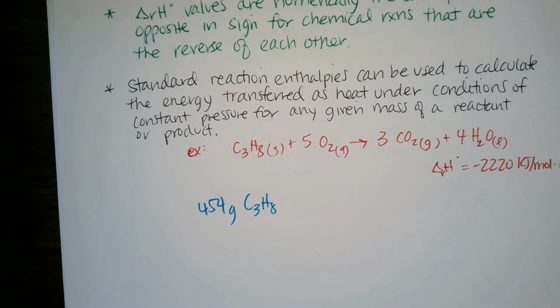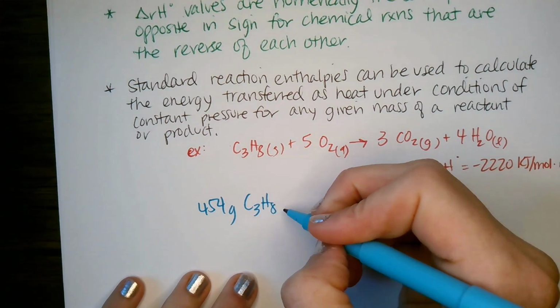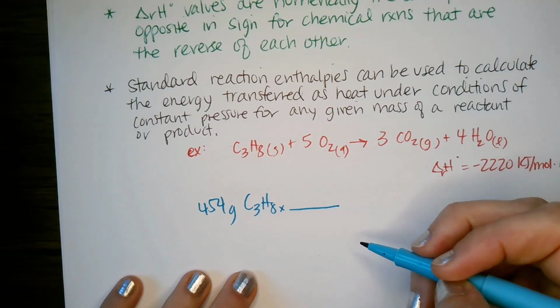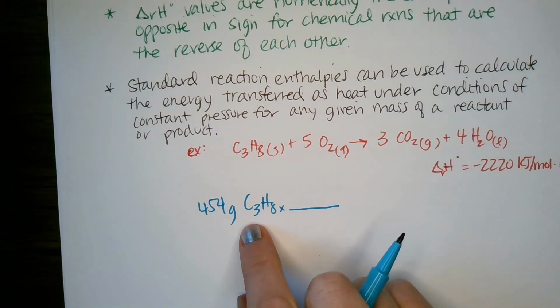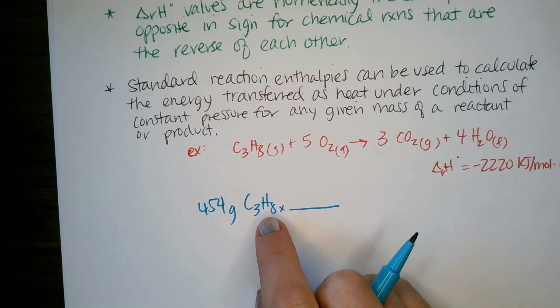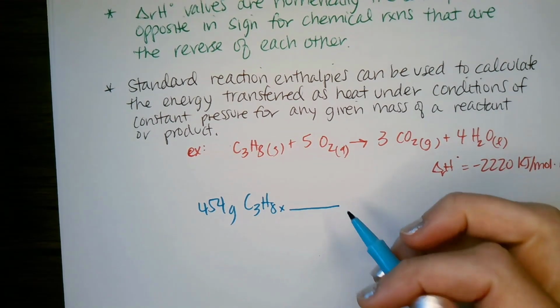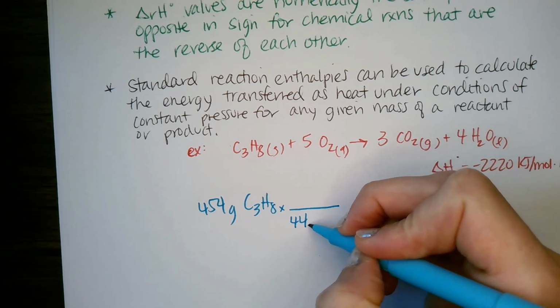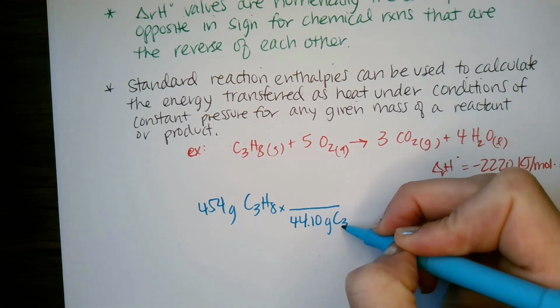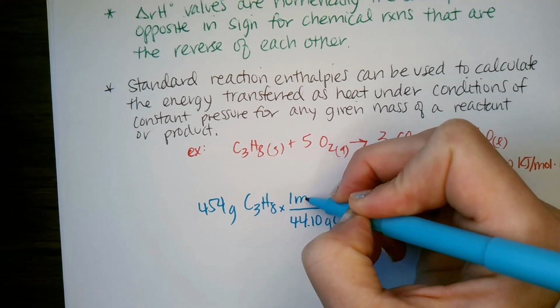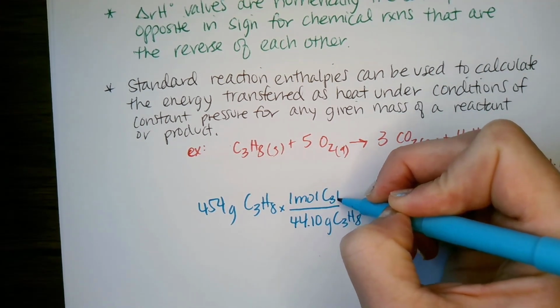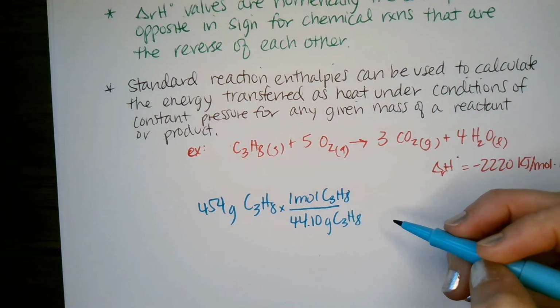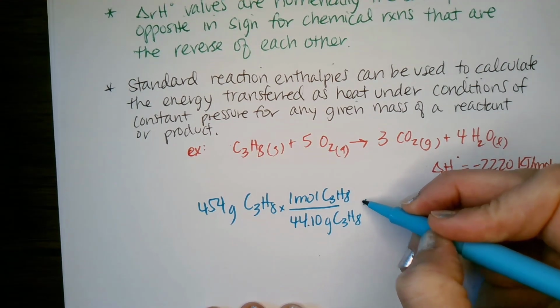So let's say that I don't start with 1 mole. Let's say that I start with 454 grams of propane. Well, we know from our chemistry, if we have grams, we've got to get to moles. So we're going to add up 3 carbons plus 8 hydrogens, and we're going to find that the molar mass of this compound is 44.10 grams of C3H8 for 1 mole of propane.